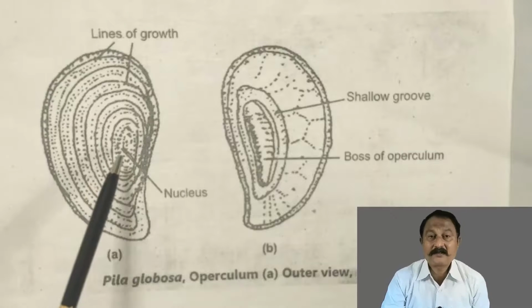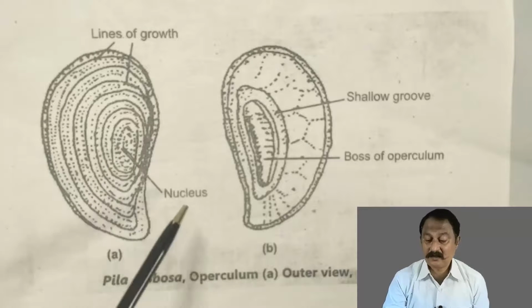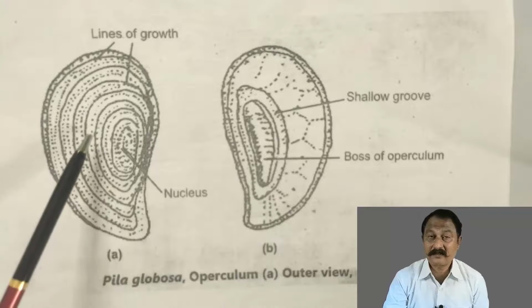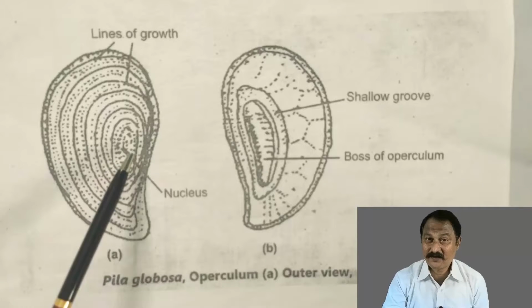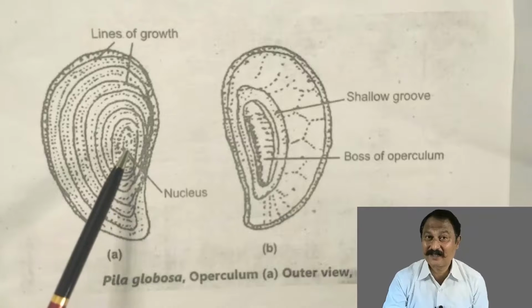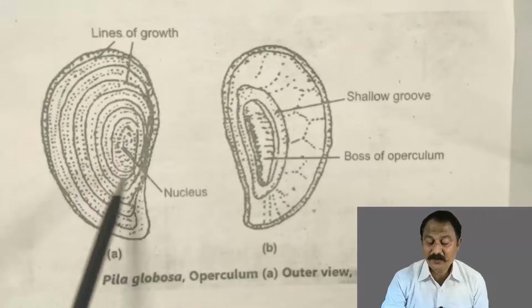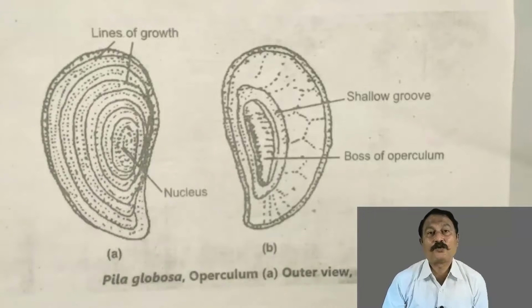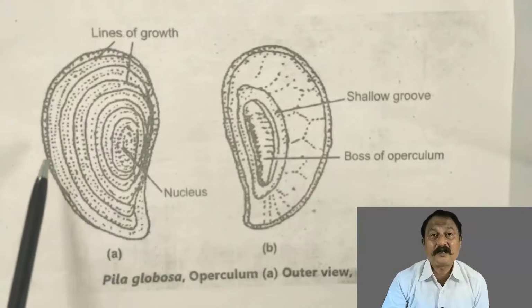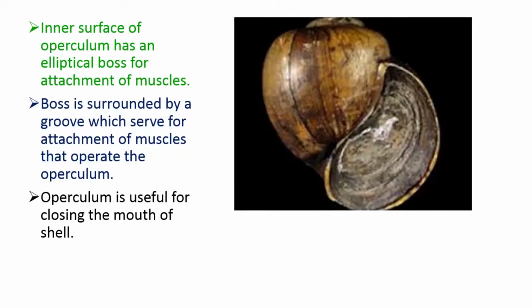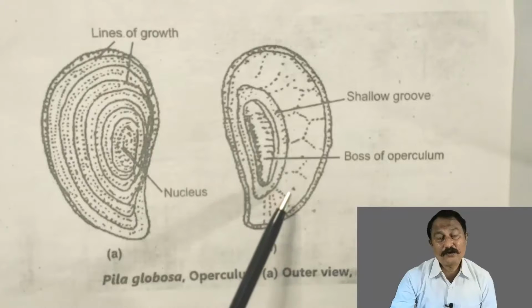Here the central or subcentral nucleus. This nucleus is not situated in the center. Slightly it is shifted. That is why we refer to it as the subcentral position of the nucleus. Around the nucleus, these are the lines of growth, or called concentric lines of growth. By measuring these lines also, the age of that Pila can be determined. And this is the inner view of the operculum.